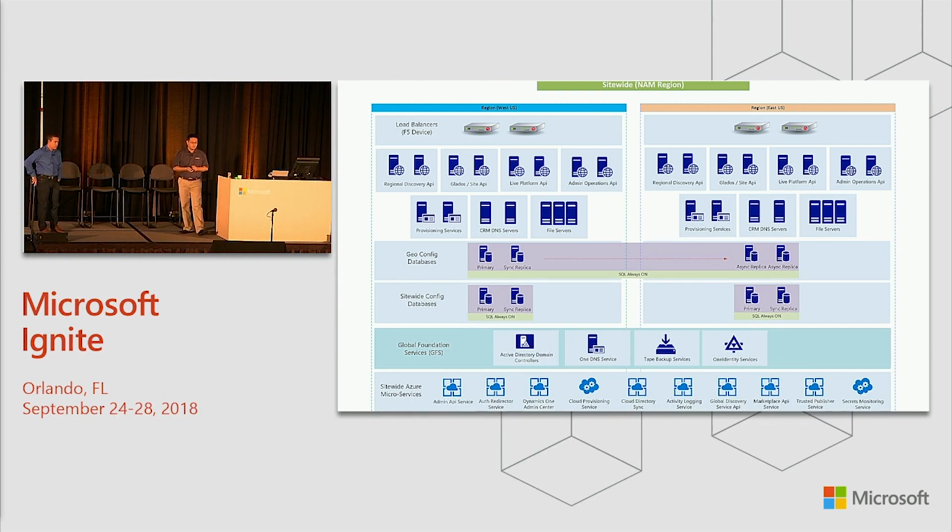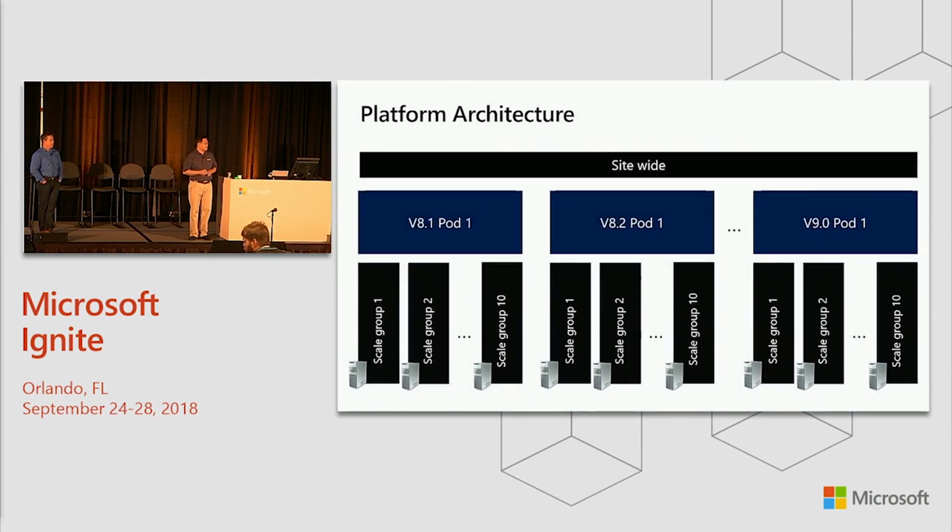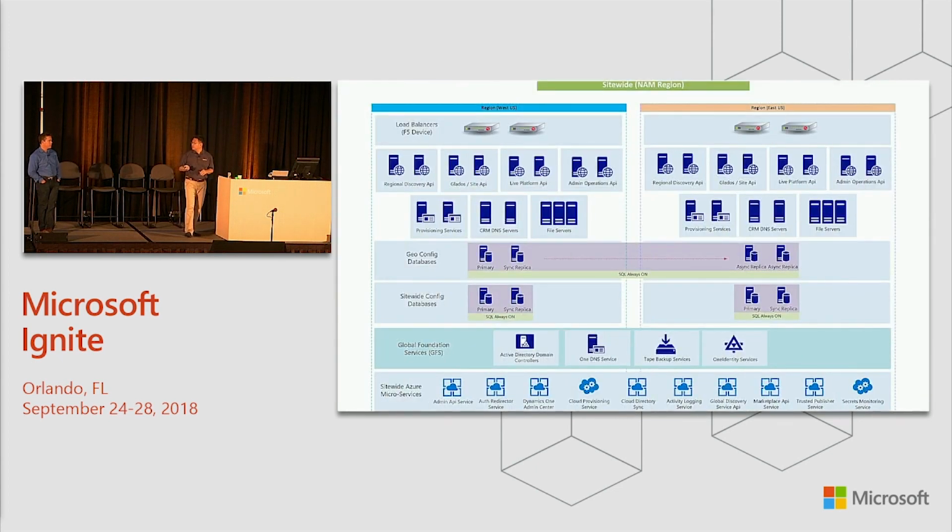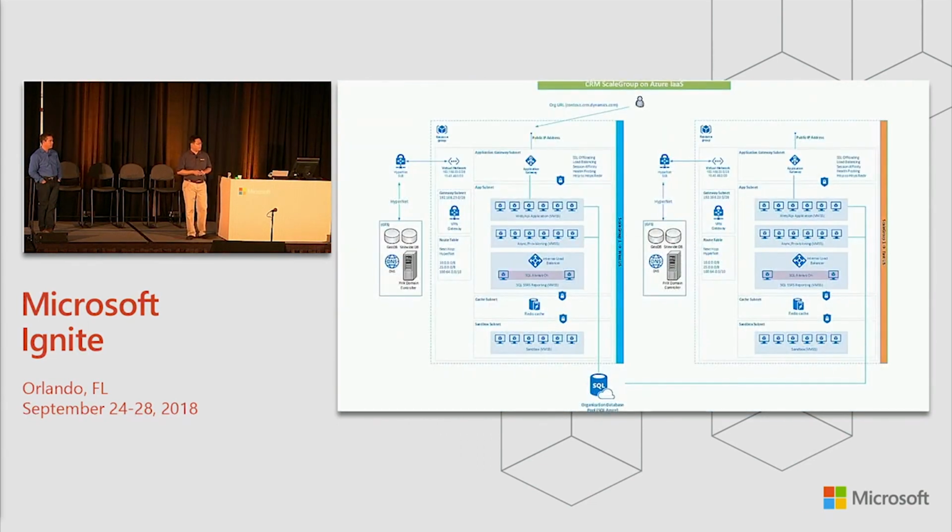Okay, and I want to double click down, since we talk about this picture right here at the site-wide level. What is in each one of those scale groups that make up the pod, if it's the online architecture? So you can see that we have data centers on the East Coast and West Coast. The East Coast is in the Boynton area, and the West Coast is in the Bay Area, where we have data centers for Dynamics 365.